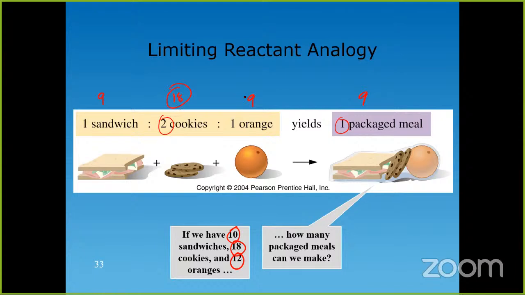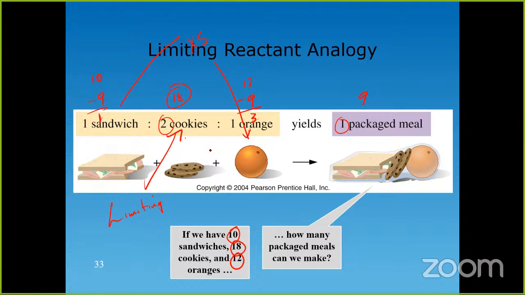But the key thing is you have to remember that you're going to have some oranges left over, 3 oranges left over, and over here, you're going to have 1 sandwich left over, right? So what does that mean? That means that the cookies are the limiting item, and the oranges and the sandwiches, or the 1 sandwich, would be the excess items, all right?